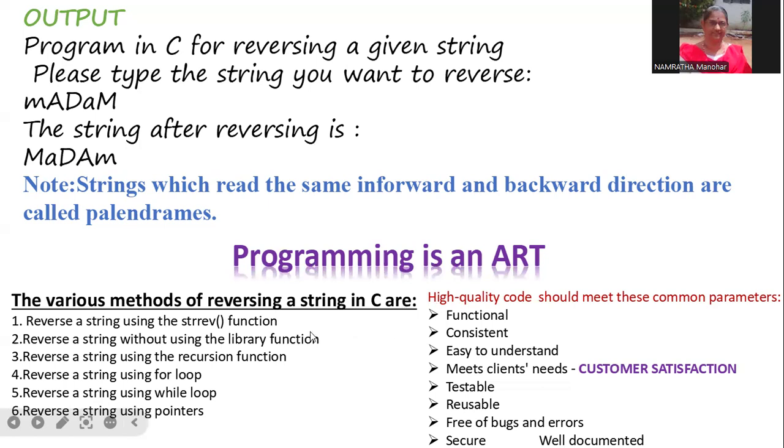Now, how should you choose the logic? It should be of high quality code. The logic should help you write high quality code and should meet all the following parameters. The code should be functional. The code should be consistent: every time you run it, it should give the right answer. The code should be easy to understand. It must meet the customer's requirement. That is customer satisfaction. What is customer satisfaction? Customer satisfaction is meeting his requirement.